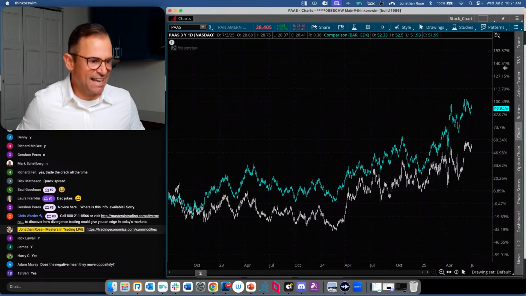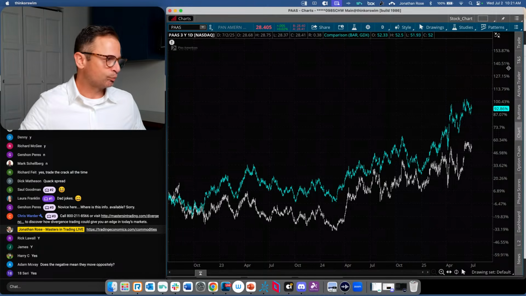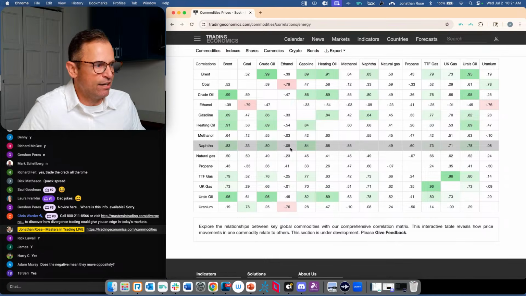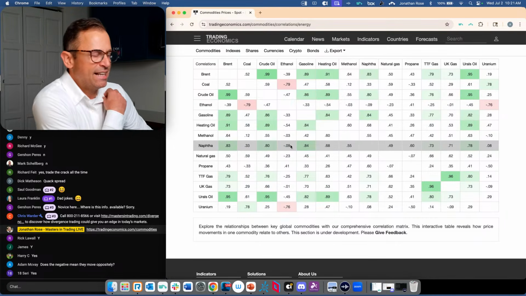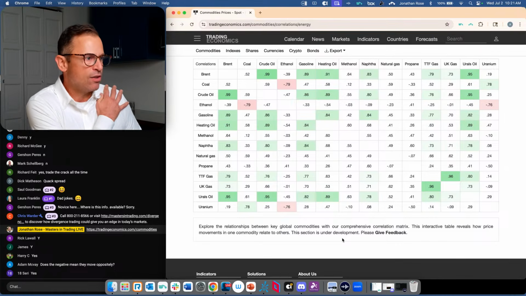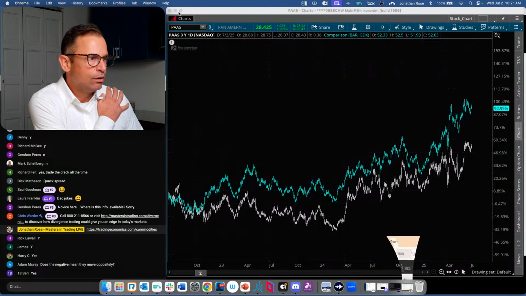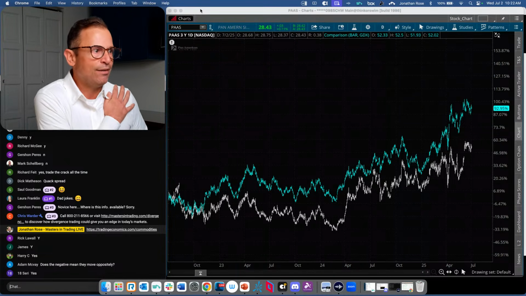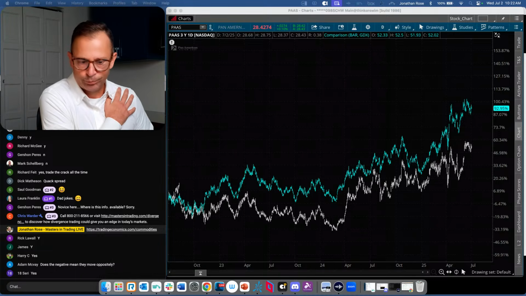Adam, hey bud, does the negative mean they move opposite? Are you talking about on that Trading Economics here? Yeah, it's a negative. That's a negative correlation. They move opposite. All I want you to consider, guys, are the names in green. If you're not at 0.75 or higher, I would take a big fat pass, but play around with this Trading Economics site. It's a valuable tool in order to find free correlations.